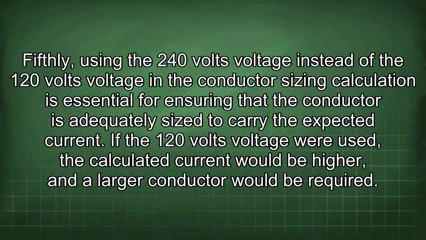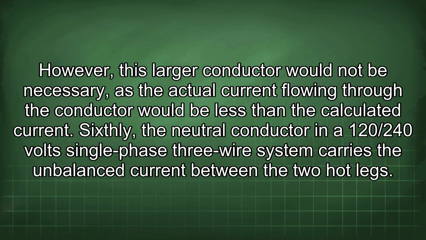Fifthly, using the 240 volts instead of the 120 volts in a conductor sizing calculation is essential for ensuring that the conductor is adequately sized to carry the expected current. If the 120 volts were used, the calculated current would be higher, and a larger conductor would be required. However, this larger conductor would not be necessary, as the actual current flowing through the conductor would be less than the calculated current.